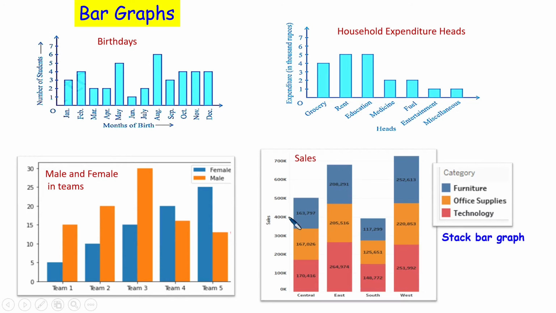Or you can also have, suppose you have sales, but this is called a stack bar chart. This is the central region of the country, this is the eastern region, southern region or western region. And this is the sales: furniture, office supplies, technology. So what are the sales in these three categories? I can stack them in the central region, the eastern zone, the southern zone or the western zone. These are called stack bars, just to see pictorially and understand what is really happening.